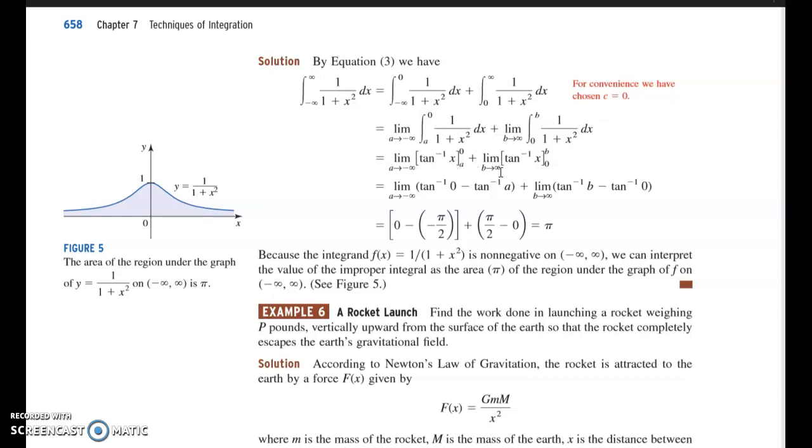Letting a tend to minus infinity, b tend to infinity. So this is tan inverse 0 minus tan inverse a. This is tan inverse b minus tan inverse 0. Tan inverse 0 is 0. Tan inverse a means tan inverse minus infinity. That will be minus pi by 2. Plus here this is tan inverse infinity, that is pi by 2, minus tan inverse 0, which is 0. So the answer is minus of minus pi by 2 plus pi by 2, that's equal to pi.